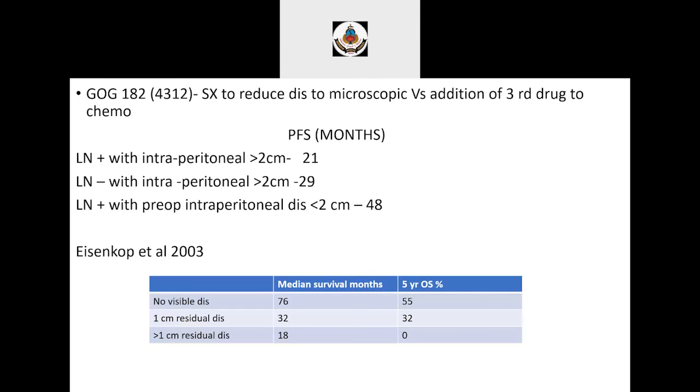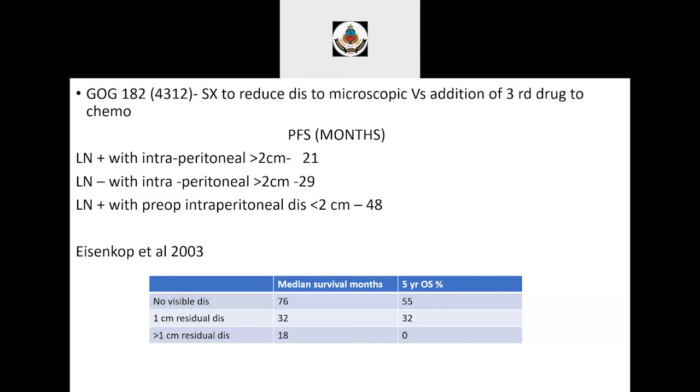Now see what happens when you have lymph node positive and you don't optimally debulk, and when you have lymph node negative and you optimally debulk. See the first and the third line: lymph node positive, optimally debulked, and lymph node positive, not optimally debulked. See the difference. The last line, lymph node positive with optimal debulk, has a better PFS. That's exactly what I'm asking you to look at.